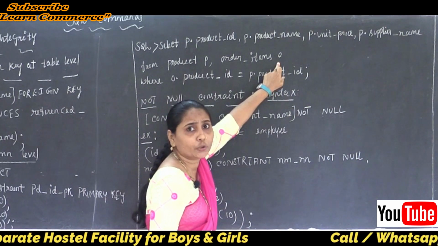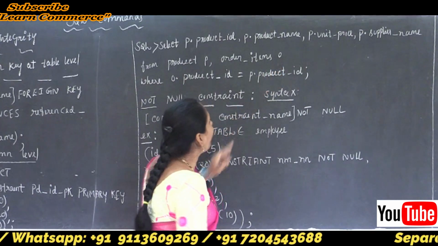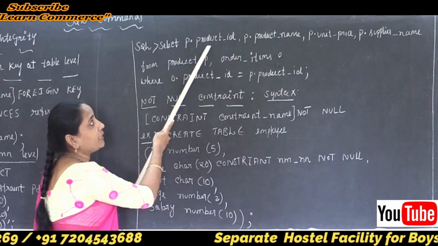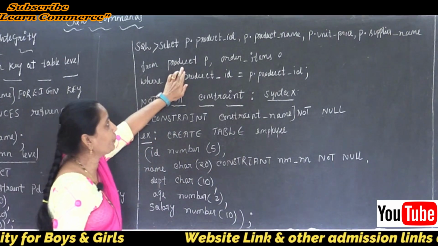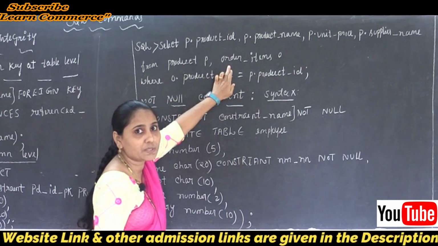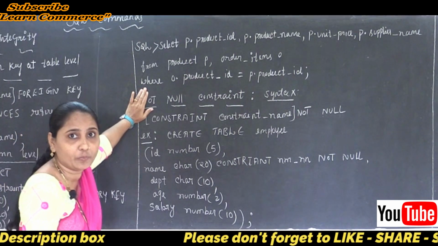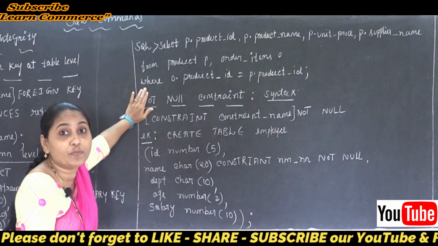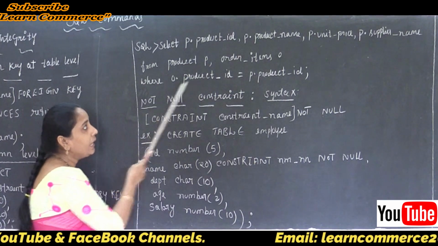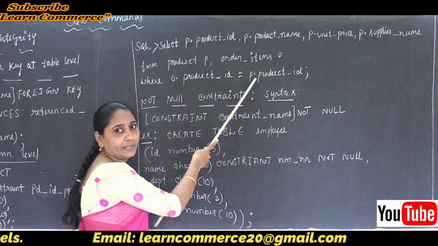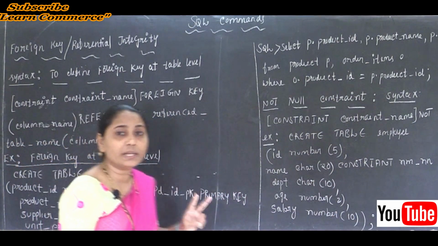Clear this point? Two tables are there. I am going to make the relationship between the columns of a table, so I am using the column of a table, that is the product_id. In the second line I wrote from product p, order_items o, and I am using the condition. Why? Because I am establishing the relationship between two columns of different tables. So where o.product_id is equal to p.product_id. That means we created the relationship between two columns by using different tables.